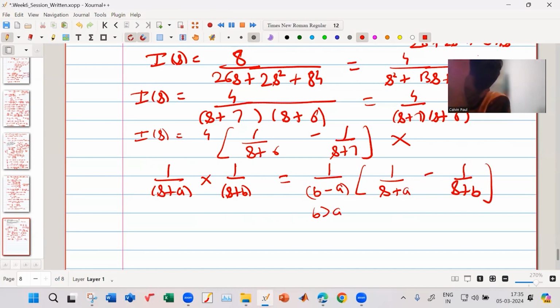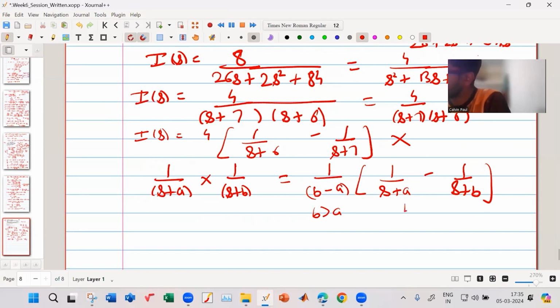It will be of this form. So in our case, this is one shortcut formula. Instead of going through the pain of doing partial fractions, I can use this formula. 1 upon S plus A into 1 upon S plus B, I can write it as 1 upon B minus A, where B is greater than A, into 1 upon S plus A minus 1 upon S plus B.